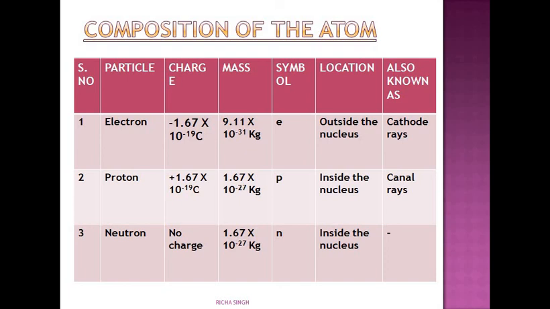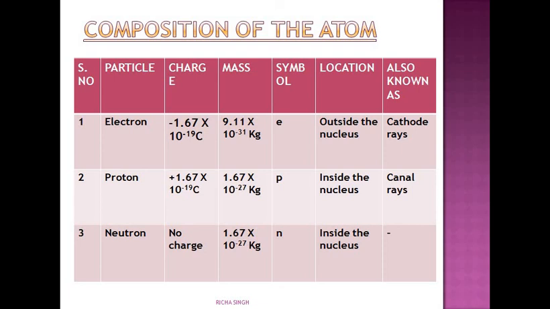Mass of an electron is 9.1 × 10^-31 kg. That is very, very less than that of a proton. The proton has a mass of 1.6 × 10^-27 kg. And in the same way, as we just discussed in the previous slide, the mass of proton and the mass of neutron are equal, that is 1.6 × 10^-27 kg. Electron is represented as e, proton as small p and neutron as small n.